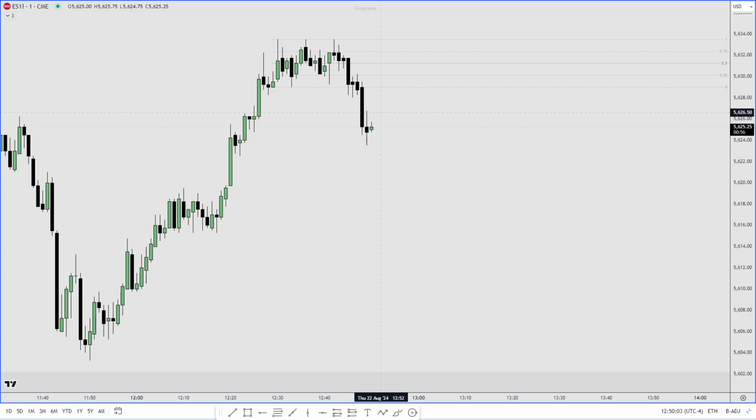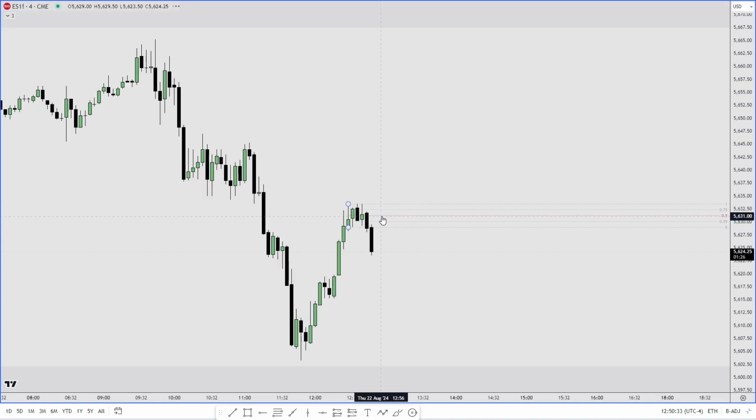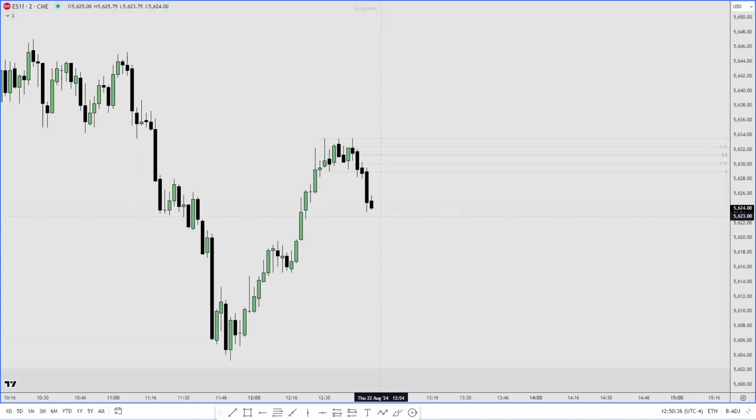I'm not sure what's gonna happen now. I wouldn't use this. There is no order blocks except for this inversion here. I don't like that. I prefer order blocks. They resonate with me better. Let's take a look at the 5 minutes. No, 4, 3, 2. Yep, nothing here.